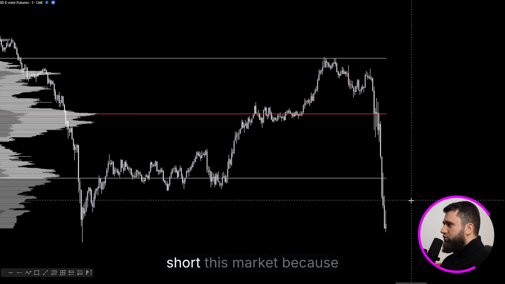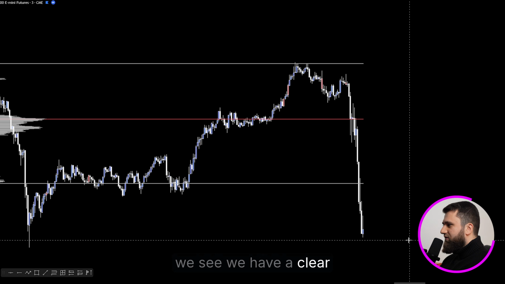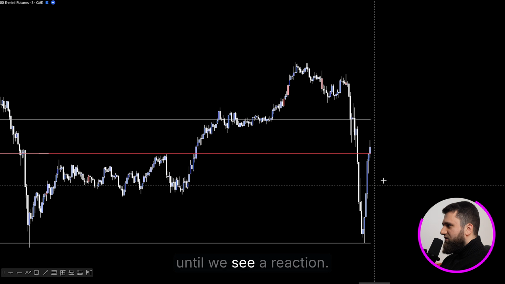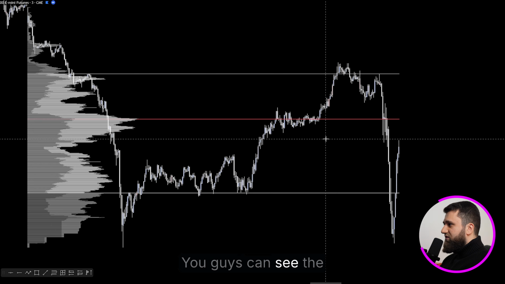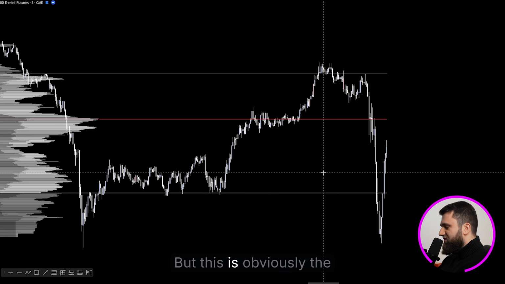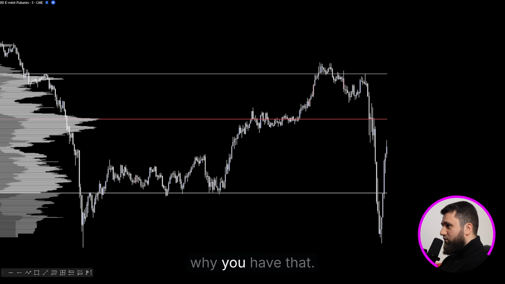So ideally we want to short this market because we see we have a clear downtrend right here, but we will play the candles until we see a reaction here. You guys can see the volume profile always needs to load up a little bit, so be a bit patient, but this is obviously the replay mode, so that's why you have that.